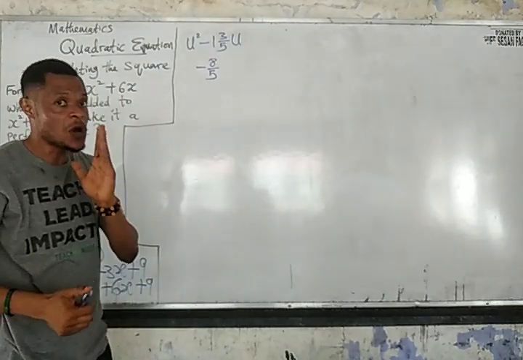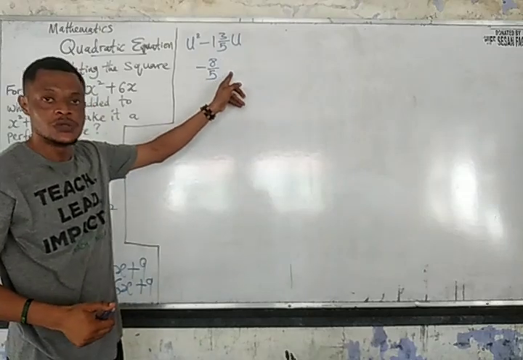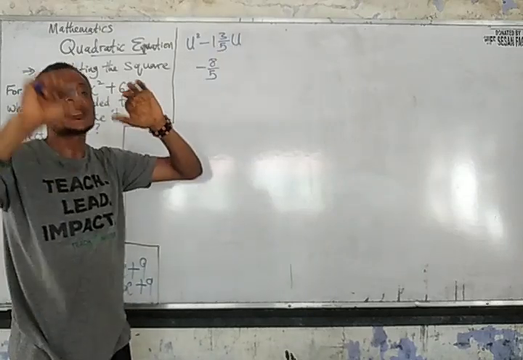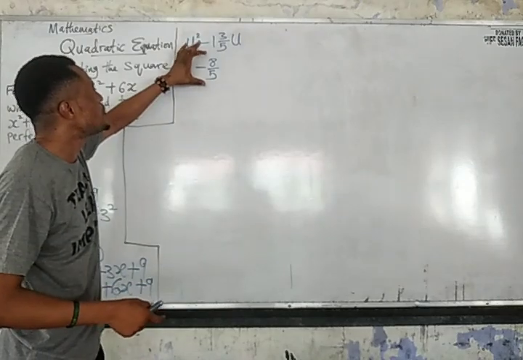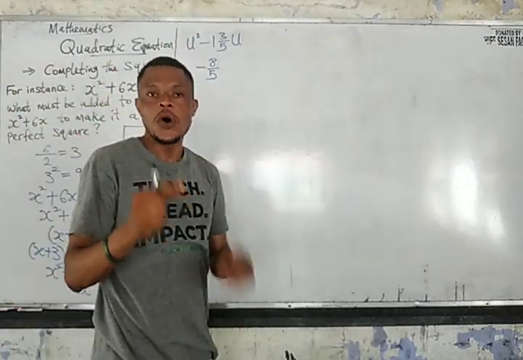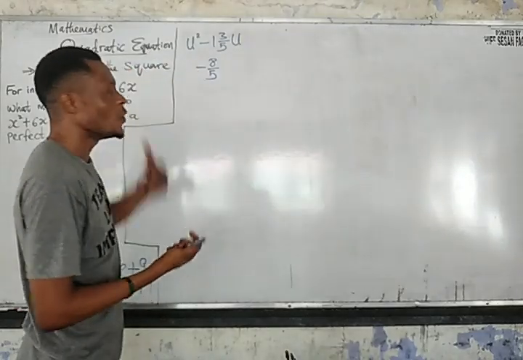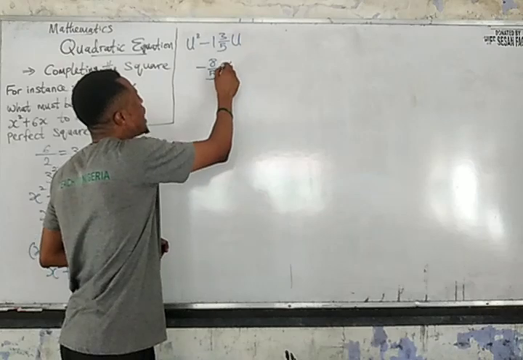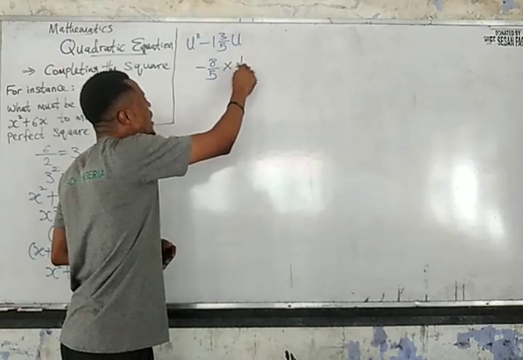As it is our b, because the b will not have u. The b is just the coefficient of the one that has alphabet without power. As we have the b to be this, the next thing is to find the half of the b. What is the half of this? As it is a fraction, all we just need to do is to multiply it by 1 all over 2.